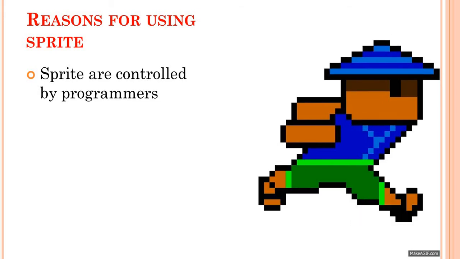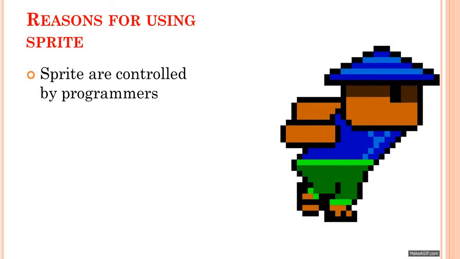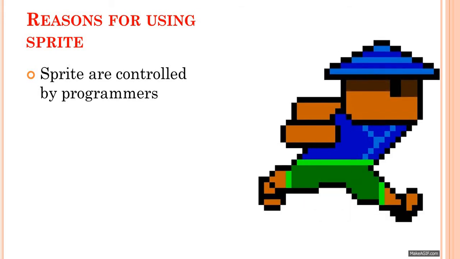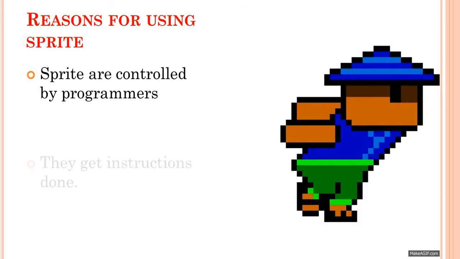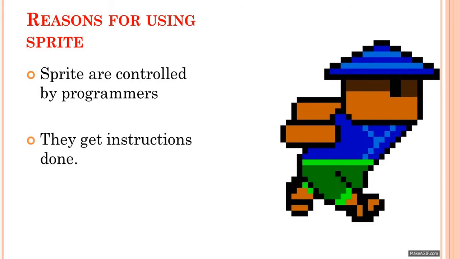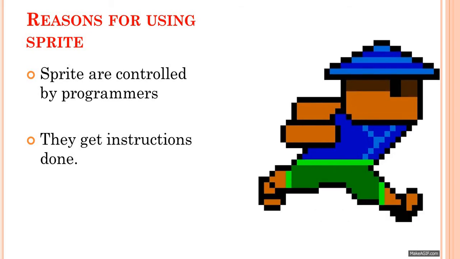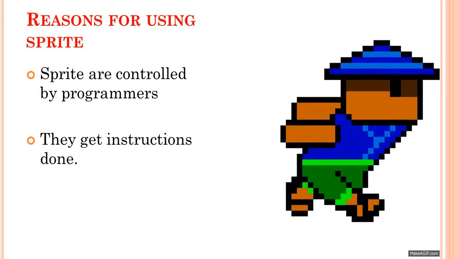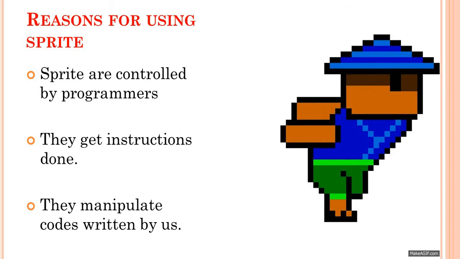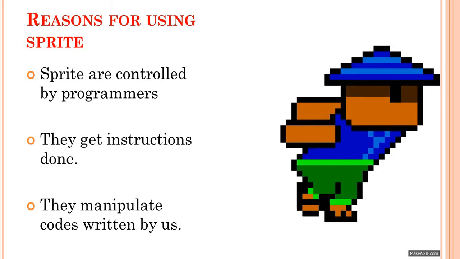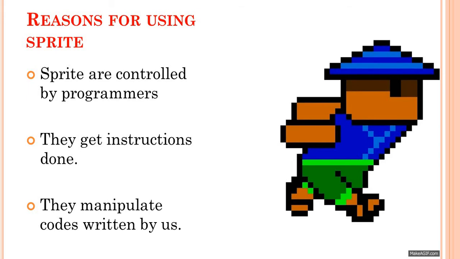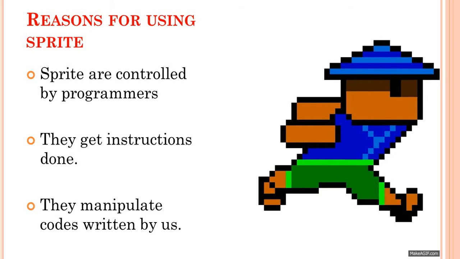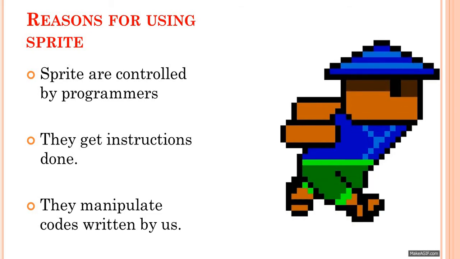Reasons why we use sprites. Sprites are controlled by a programmer. You remember I said it. We are the ones that control these sprites. We have so many thousands of sprites, and all these are given to us to control and manipulate. They get instructions done. No matter how difficult the instruction is, sprites get it done. As soon as we click on run, the instructions are carried out. They manipulate code written by us. Like I have said, they can help to do any code that is written by us. We can manipulate them, and as we do, they do whatsoever we want them to do.